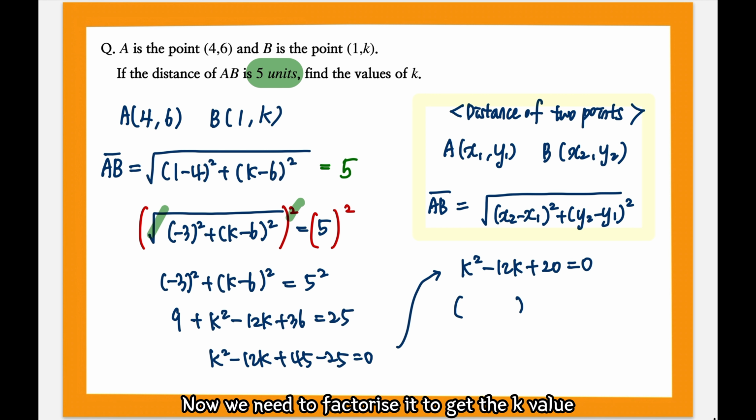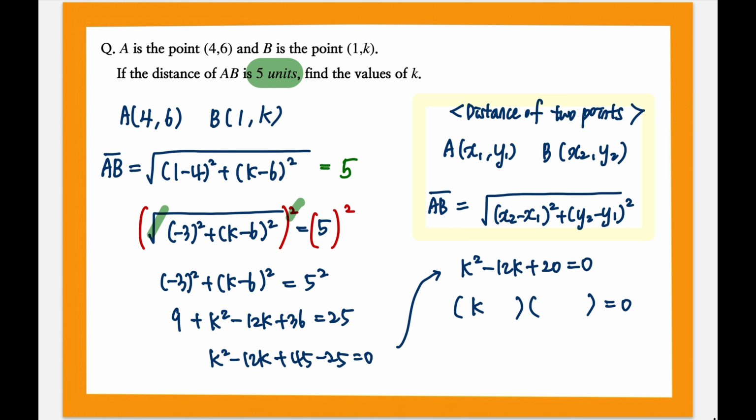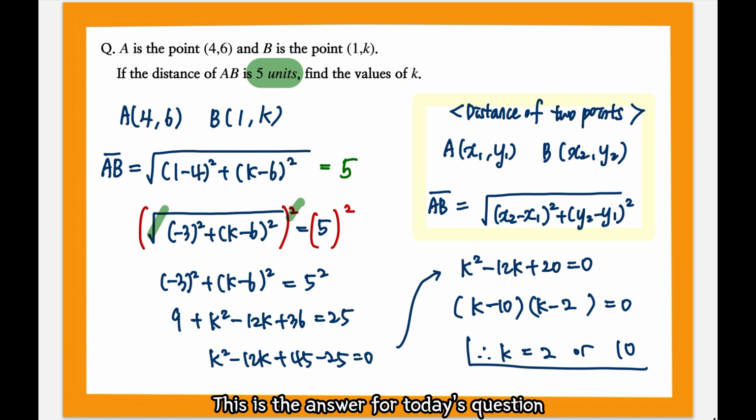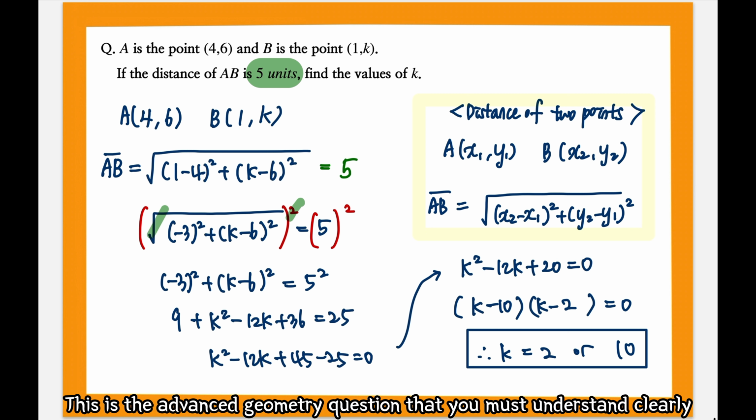Now we need to factorize it to get the k value. So we can write (k minus 10)(k minus 2). So the k value is 2 or 10. So this is the answer for today's question. This is the advanced geometry question that you must understand clearly.